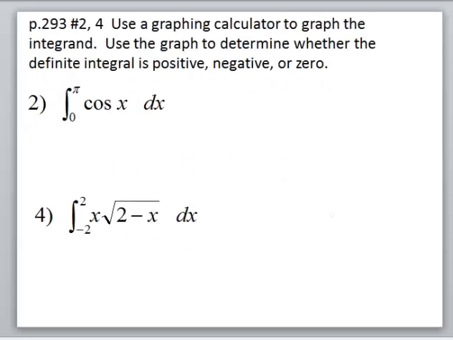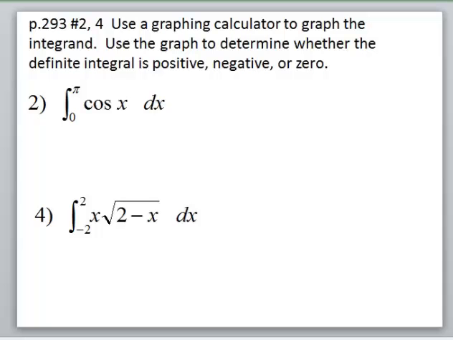So the first thing I'm going to do to introduce this is, it says use a graphing calculator, and you guys can go ahead and get out your graphing calculators. All we're going to do is determine if the area underneath the curve is positive, negative, or zero. We're not going to compute the exact area. This is just to figure out if it's positive, negative, or zero.